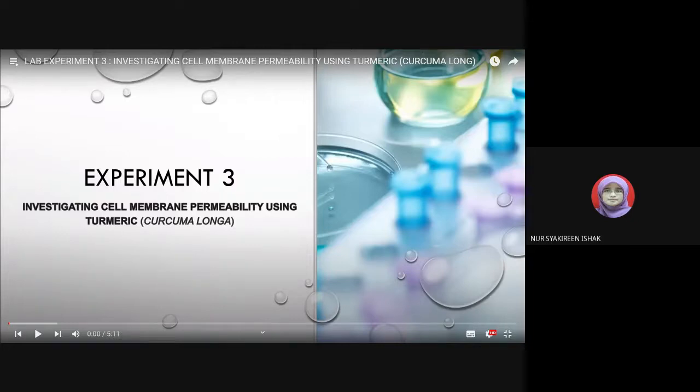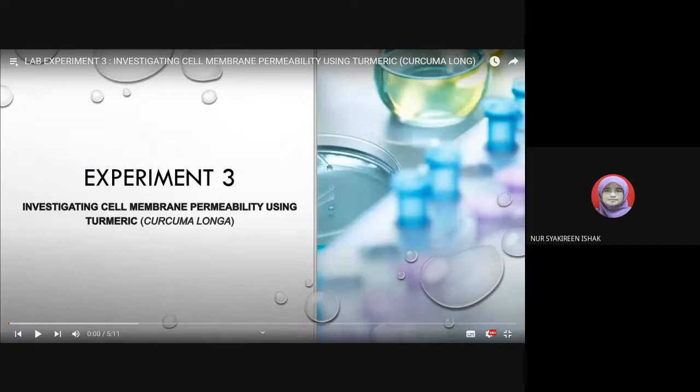Okay, so that's the video for lab demonstration of experiment 3, investigating cell membrane permeability using turmeric. Okay, so basically you know that the color of turmeric is yellow. Okay, so the color of the turmeric is yellow due to the presence of pigment within the cell of the turmeric. Okay, so when you are writing your discussion later, I want you to find out the name of the pigment that caused the turmeric to be yellow in color. Okay, the name of that pigment. Okay, so you do your reading to find out the name of that pigment and where this pigment is stored in the cell of the turmeric.